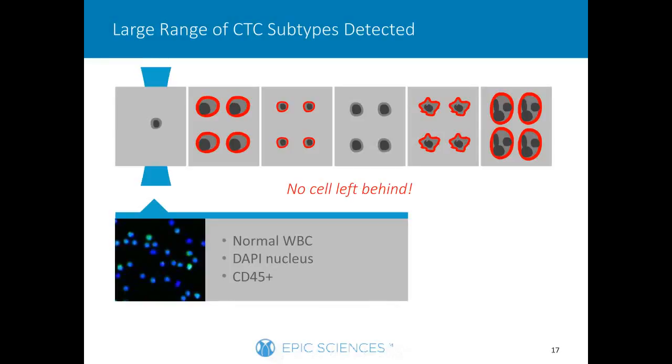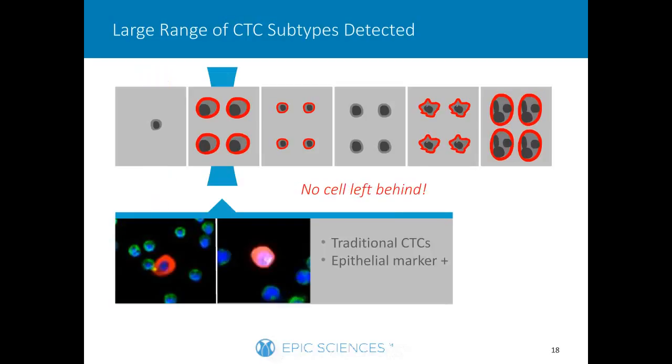So we wanted to show you some images of what those might look like and why they're important. If you look here, this is showing you what our normal controls look like. This is all the white blood cells that we see within the patient population. They have a DAPI nucleus, and they're positive for CD45. The rare cells that we find, some are traditional CTCs. These are traditional CTCs with epithelial markers that are expressing CK. They have an intact nucleus, and these are CTCs that would probably be detected by a lot of other platforms.